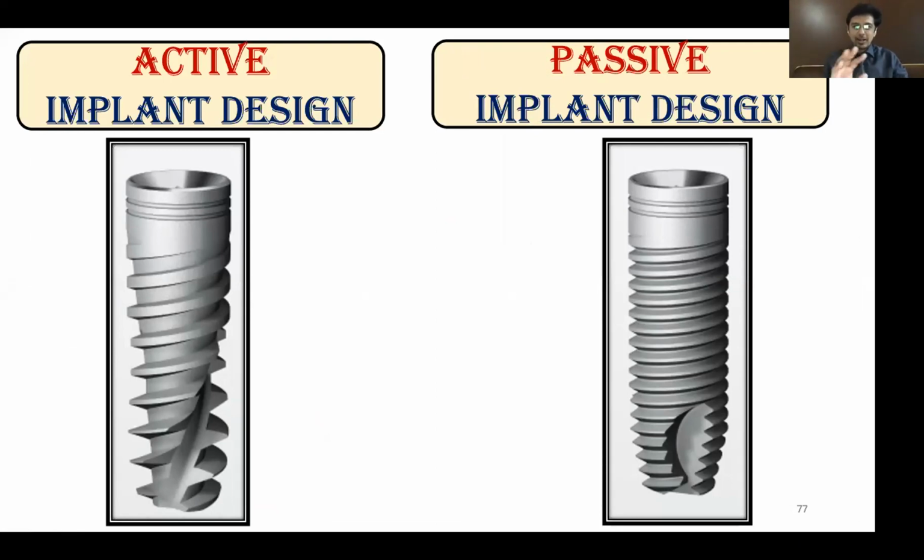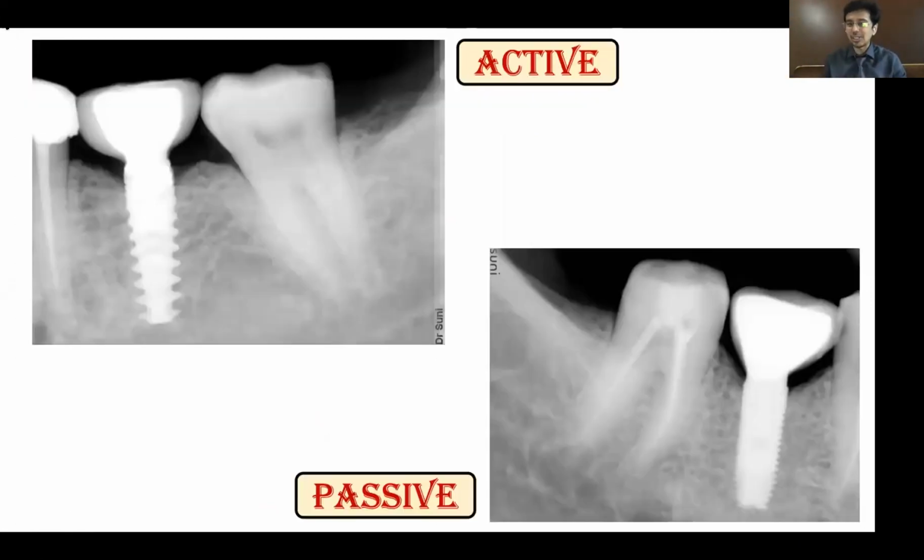Again, both the implants play a role with regard to implant placement. Placement of an active implant requires less force. It tends to go in easily. With regard to passive, more force is required, but control is better, especially for beginners. So just remember, initially go in for passive. Later on, especially in cases of immediate implants, please go in for active.